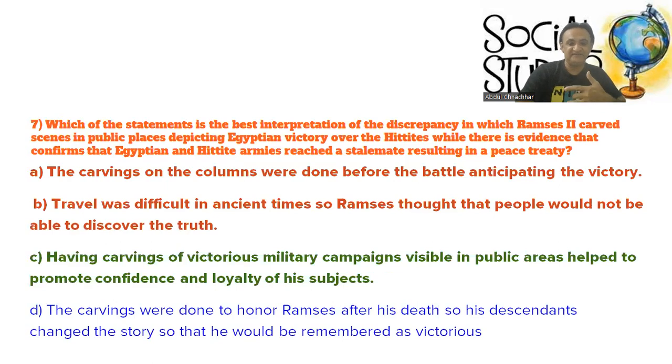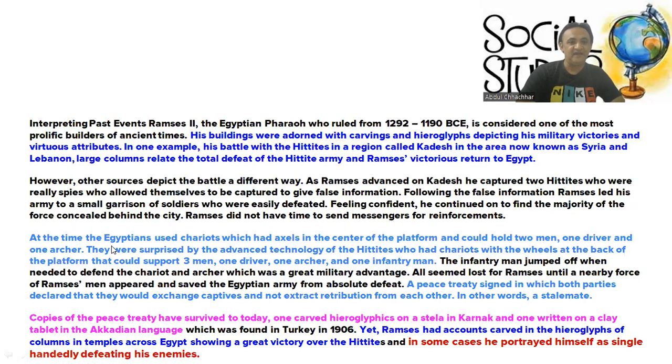But what is our concern is that at the time, the Egyptians used a chariot which had an axle in the center of the platform and could hold two men and one driver. So this is easy, you can easily find the answer. The paragraph and study guide have been given. There's support for three men and one driver, and one archer and an infantryman, etc.